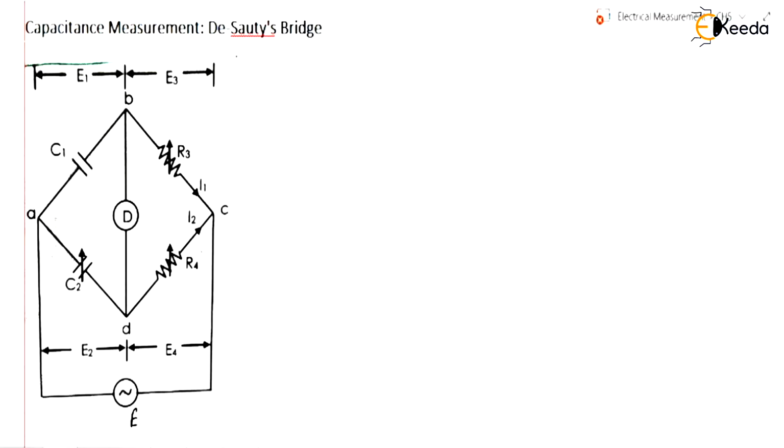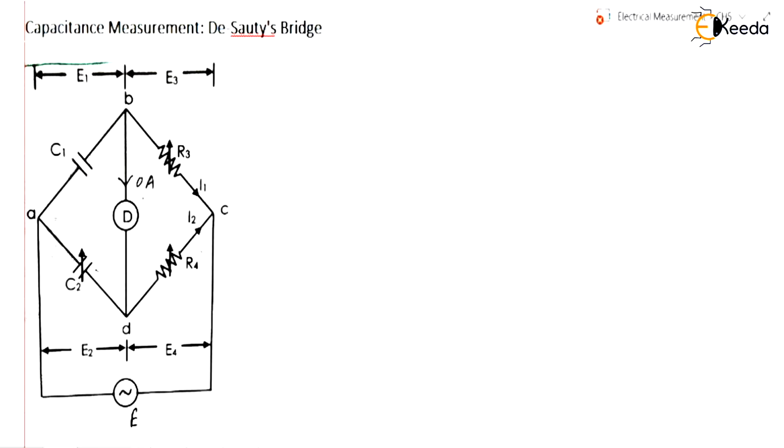So let us first discuss the De Sauty bridge. Here we have the circuit diagram for the De Sauty bridge. First branch AB consists of only a capacitor, that is the unknown capacitor. The remaining three elements are variable. At bridge balance, this current will be 0 ampere.